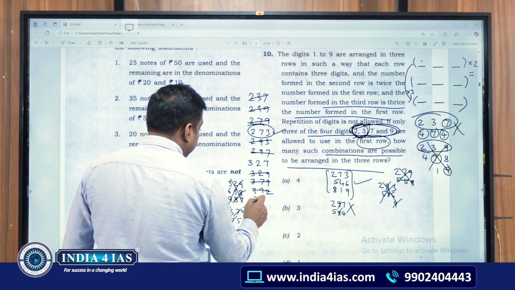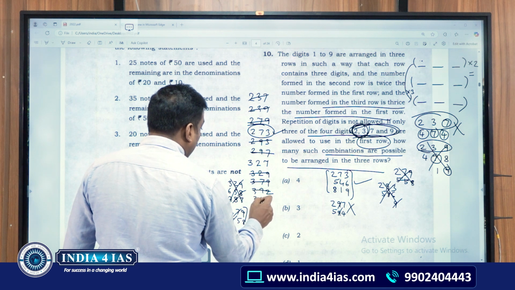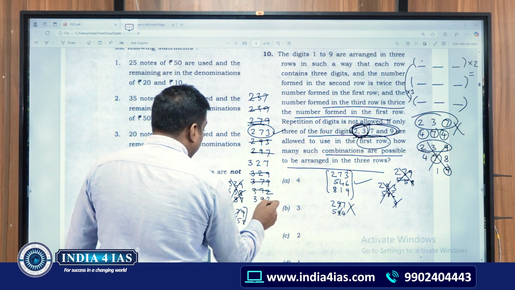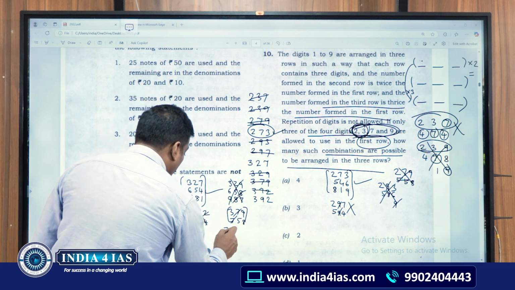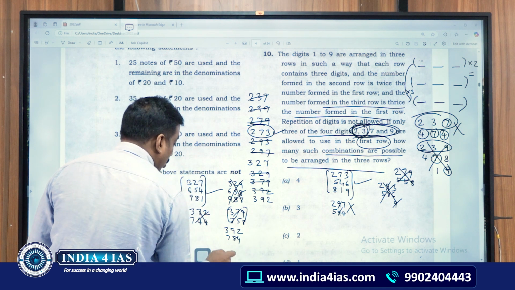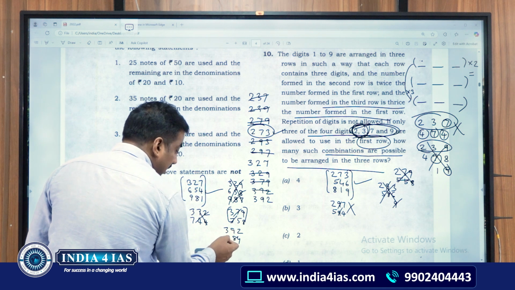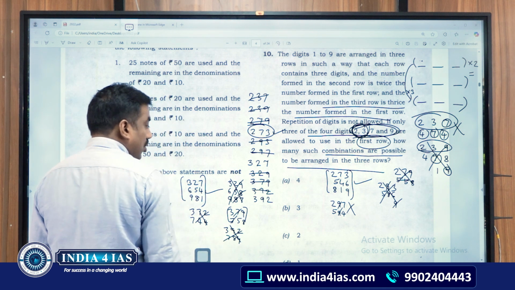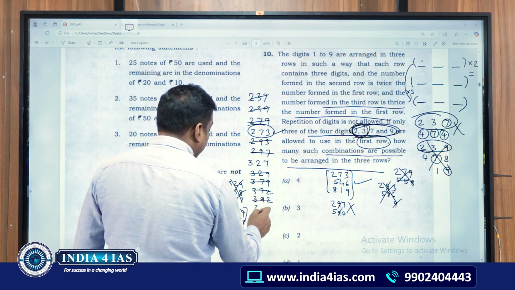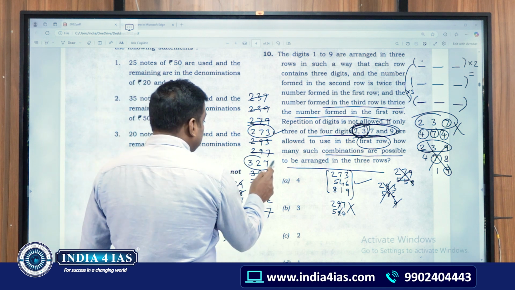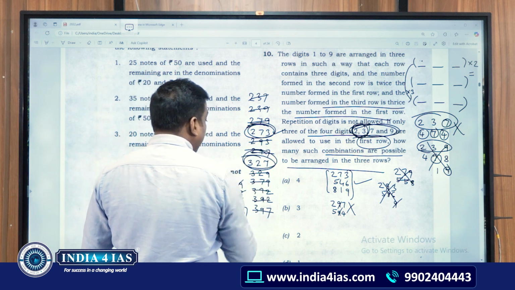Now next is 372 is done. 79 is then 392. 392, double of 392 is 784. Still holds good. 3 times, no, it will cross 1000 if I make 3 times. So this is also wrong. Next, last number is 397. When I make 3 times of this, this will also be gone. So we have to consider only 273 and 327.